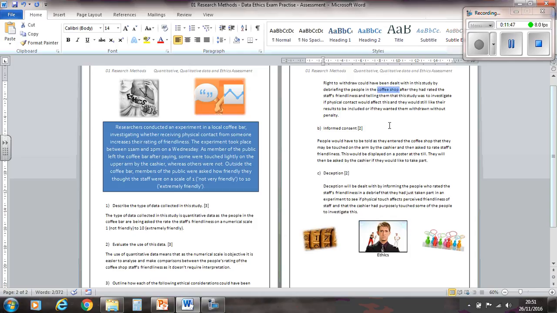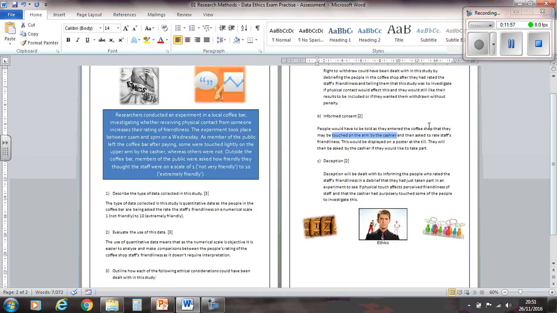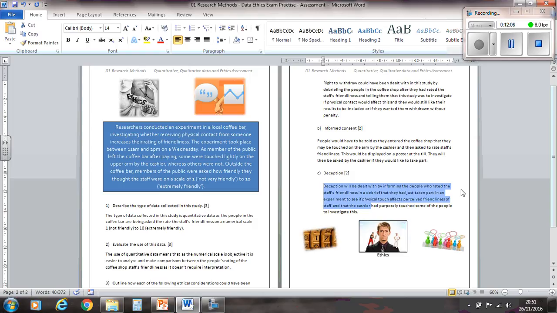So coffee shop, friendliness rating, coffee shop, touched on the arm by the cashier, staff's friendliness. You know, I can tell by looking at these answers what that scenario is about. I don't even have to look at it. If I was marking these, I'd know straight away whether you got context or not. If you don't put it in and I can't tell what it's about, then I know immediately that you don't get that context mark. So you need to make sure that you put it in.